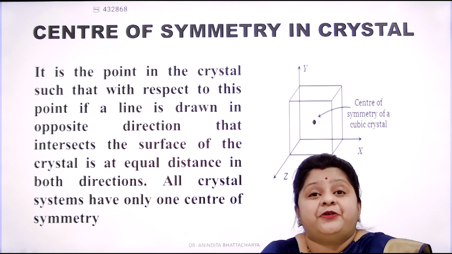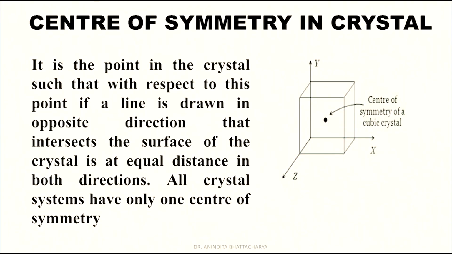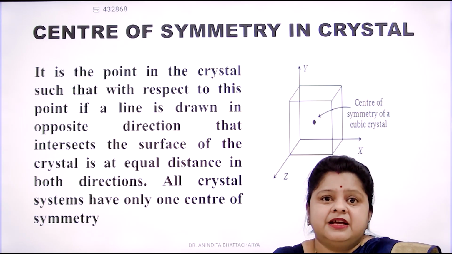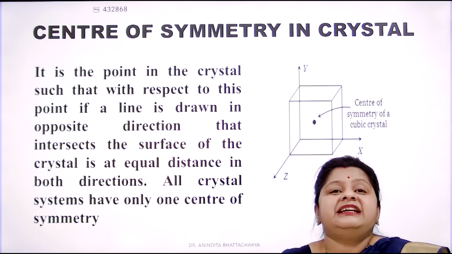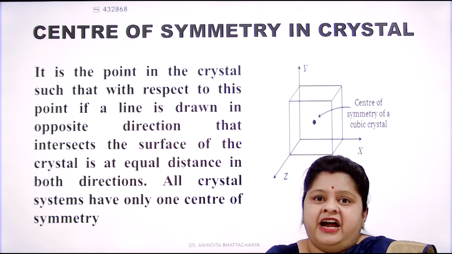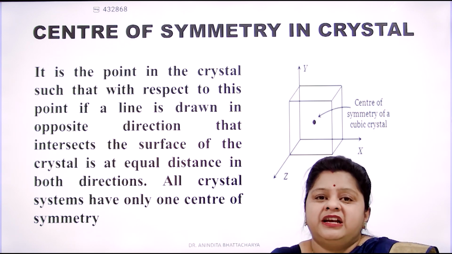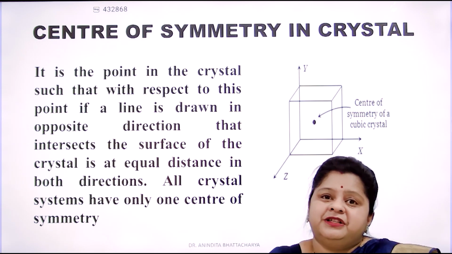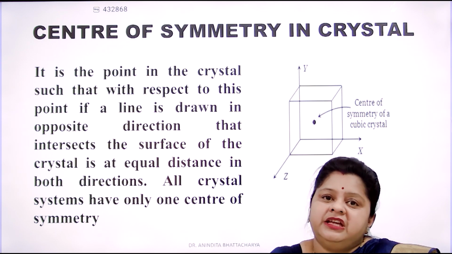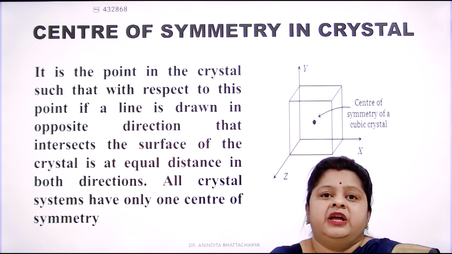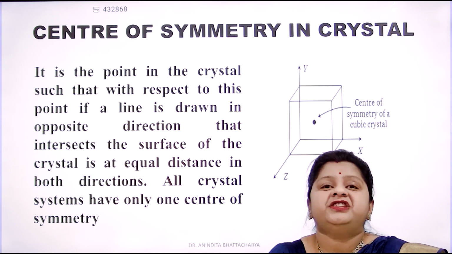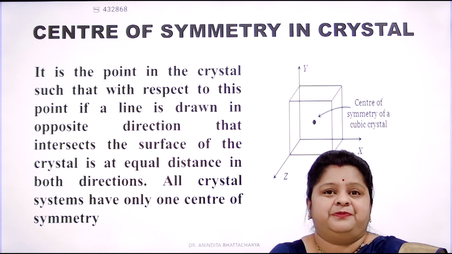Now what is the center of symmetry? This is possessed by all your crystalline substances, but it is only one. It is that midpoint in the crystal such that if we draw any imaginary line through that point, both the sides or both the lines from that point are equal. So it is only one per crystal. You cannot have more than one center of symmetry.